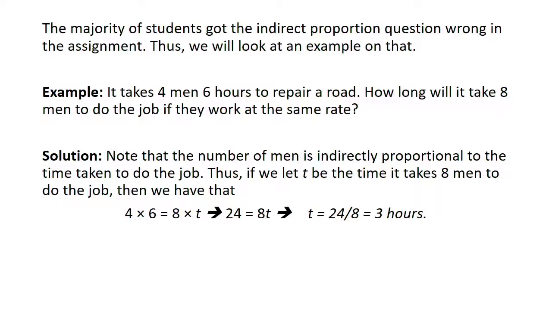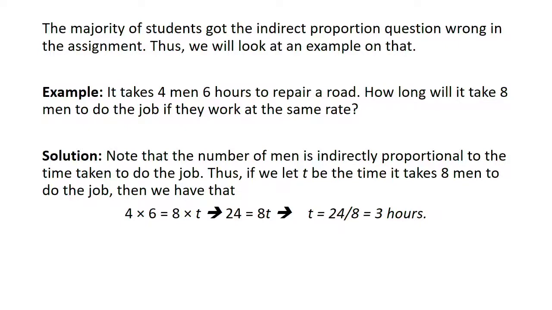And therefore, 8 men will take T hours on the right-hand side. And then we just work that one out. We get 24 equals 8T. Now we need to find the value of T. This is really just solving a linear equation, which means we divide throughout by 8. T will be 24 divided by 8, and we get 3 hours. So that is how we work out indirect proportion problems.